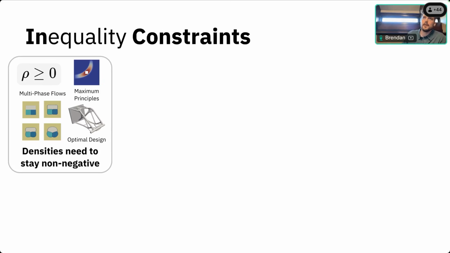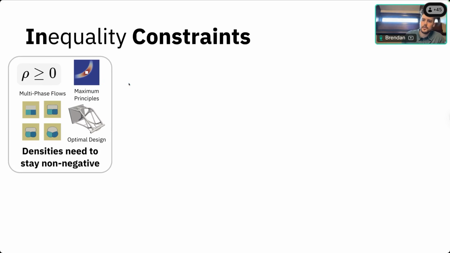This is the bread and butter. But not every problem in scientific computing obviously falls into this category of equality constraints. There are also inequality constraints, and they are at least as important as the previous category. So where do these arise?